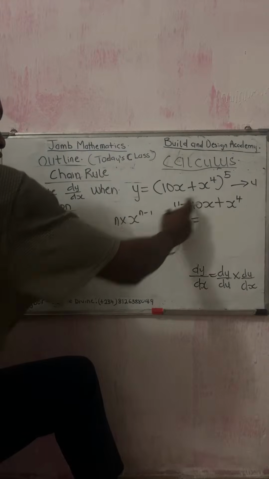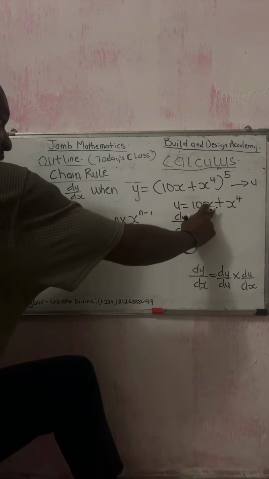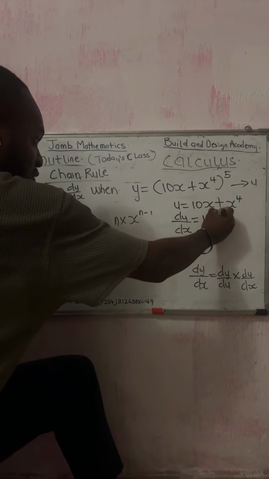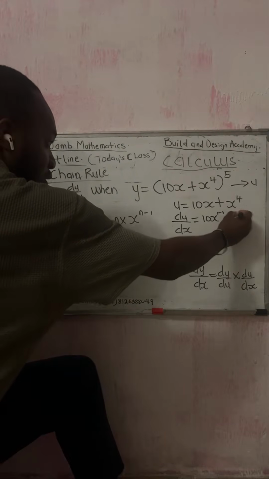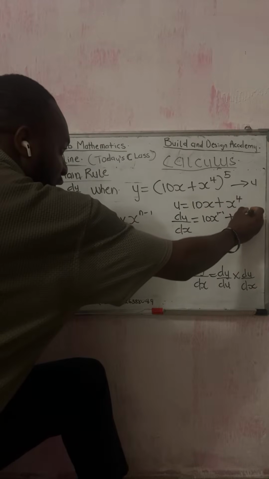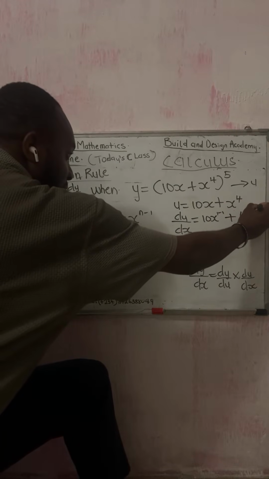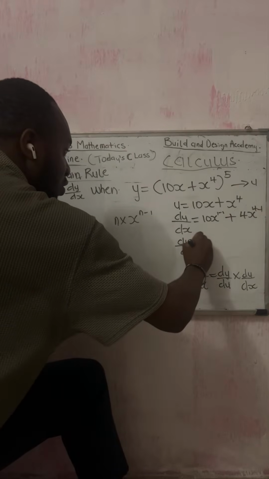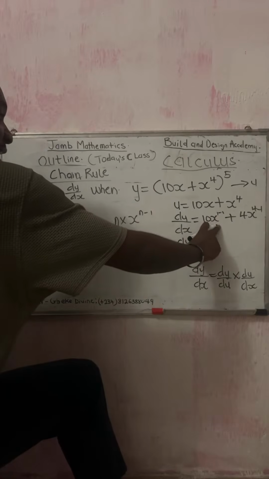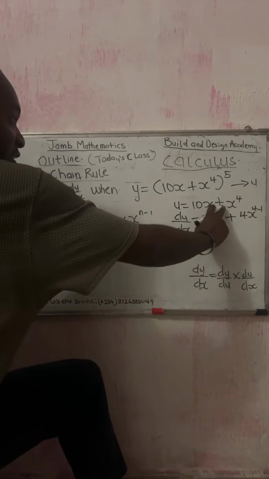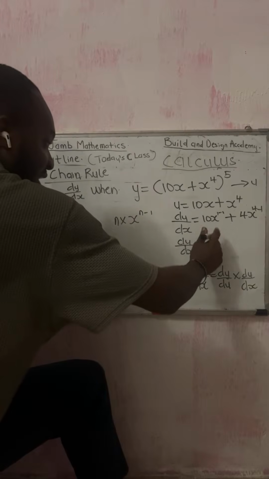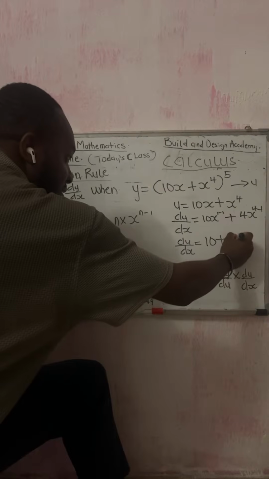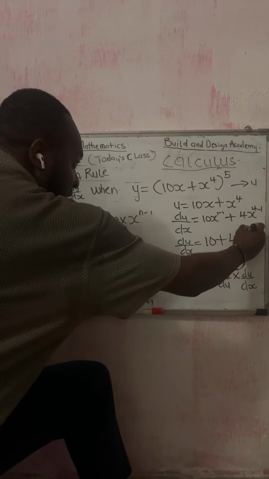The power here is 1, so it is 1 times 10x raised to the power 1 minus 1, plus 4 times x gives us 4x raised to the power 4 minus 1. So we have that du over dx will be equal to 10 times x raised to the power 1 minus 1. x raised to the power 1 minus 1 is 0. So 10 times x raised to the power 0 is 10 times 1, which is 10, plus 4 times x raised to the power 4 minus 1, 3.